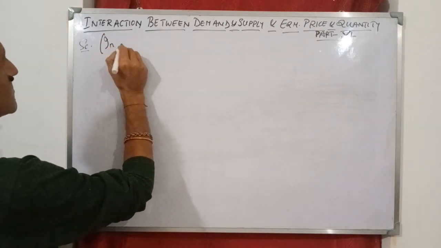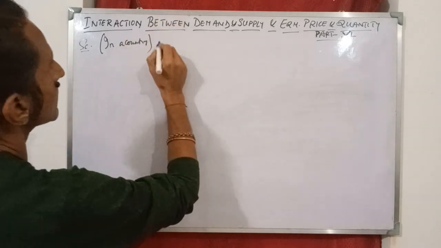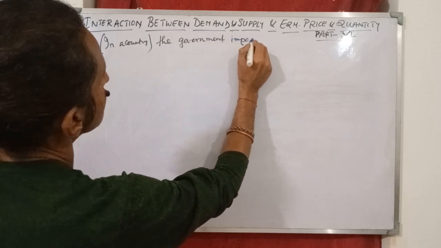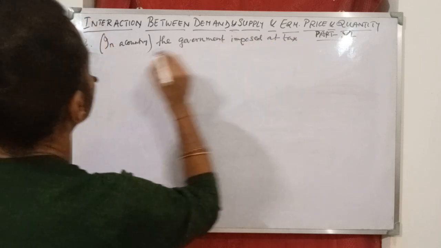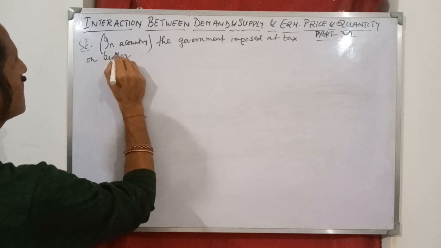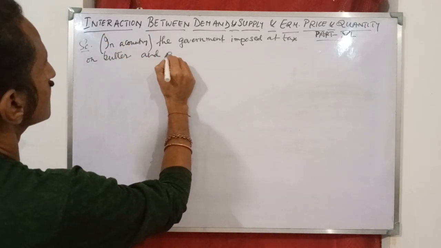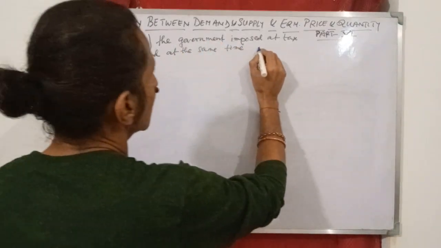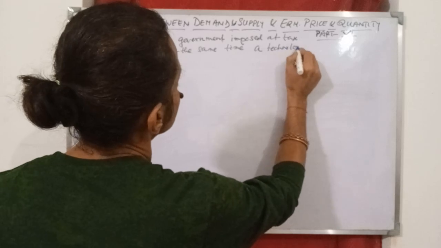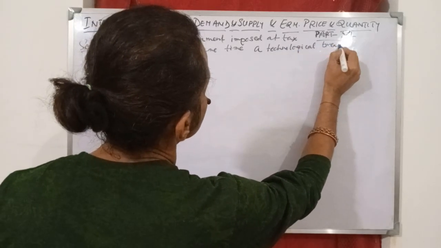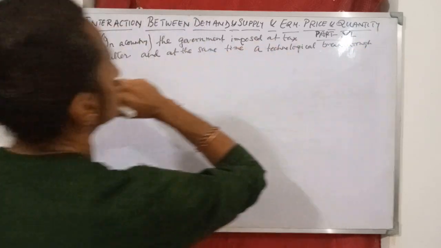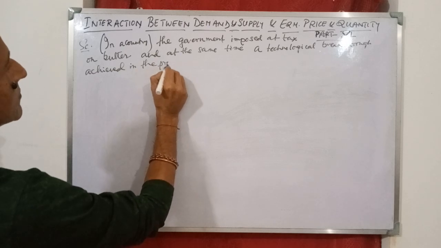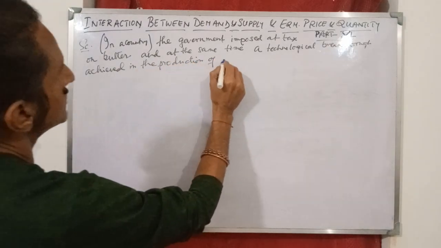In a country, the government imposed a tax on butter and at the same time, a technological breakthrough achieved in the production of margarine.